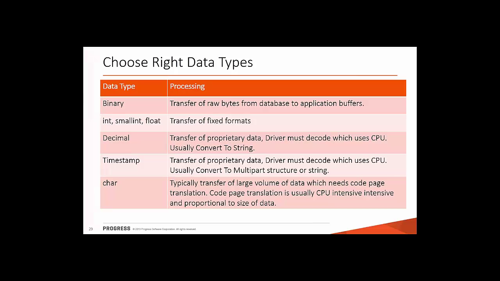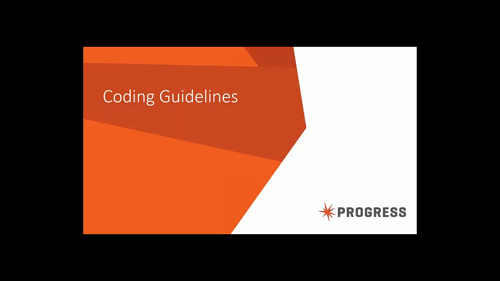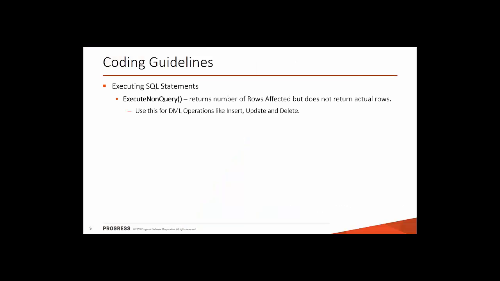These are ways you can make better use of your data providers by using some configurations or tricks with the data providers. These are some general coding guidelines. While executing statements, we have three different APIs provided by ADO.NET. The first is ExecuteNonQuery. This returns the number of rows affected but does not return any actual rows.